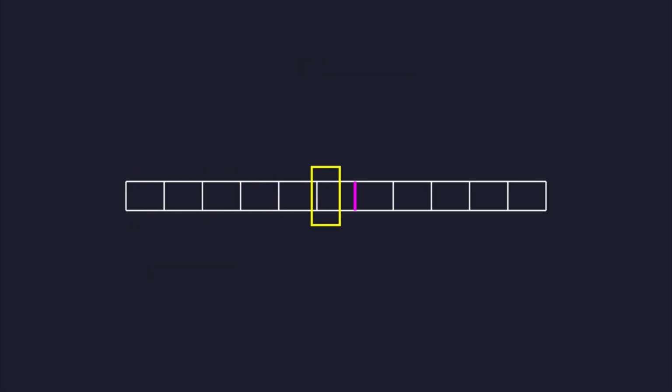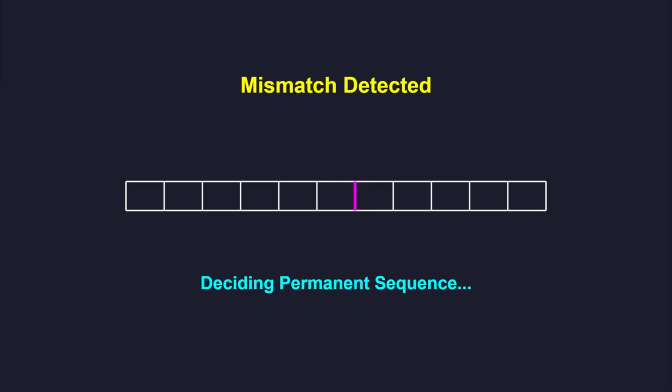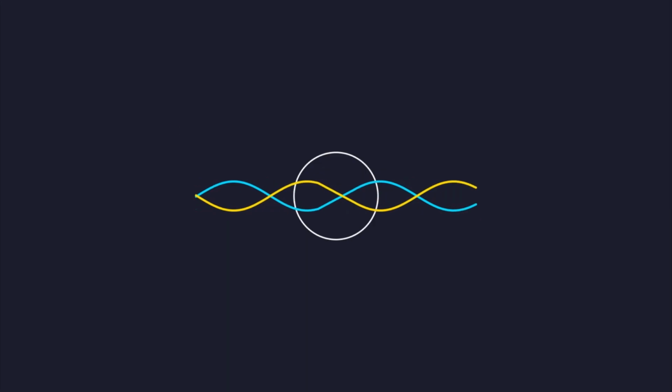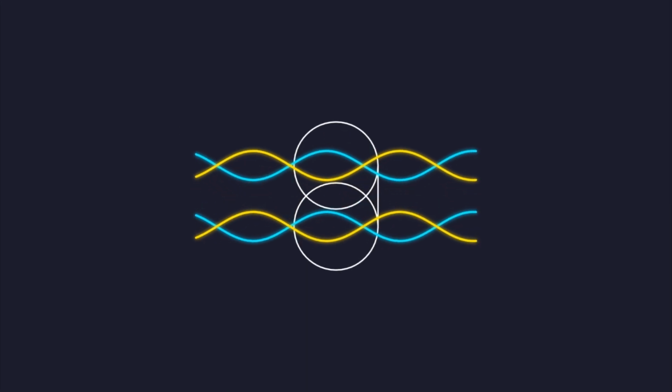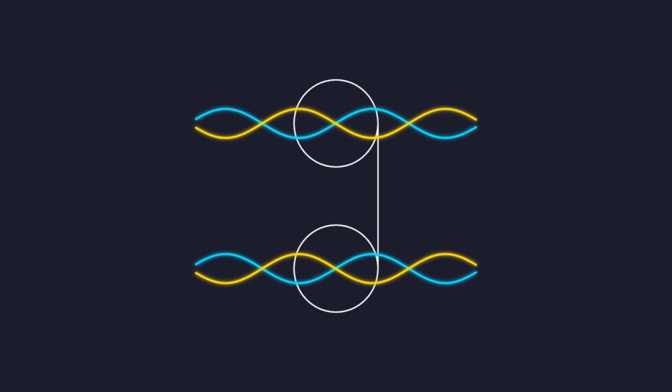The cell now detects a mismatch between the two strands and must decide which sequence to keep as the permanent record. To ensure the edit is preserved, we can program a second nick on the unedited strand, tricking the cell into using the edited strand as the template. Once both strands are repaired, the edit is permanent and will be passed down to every future daughter cell through natural division.